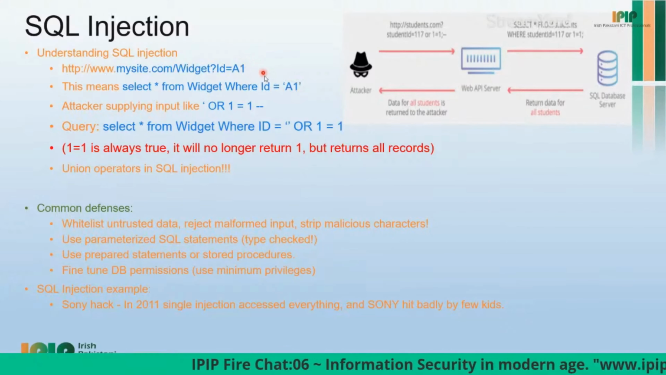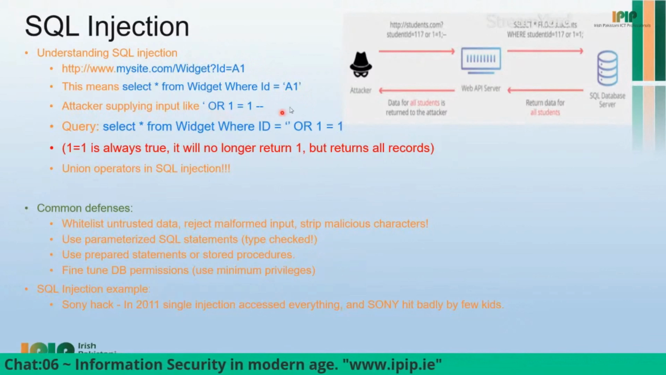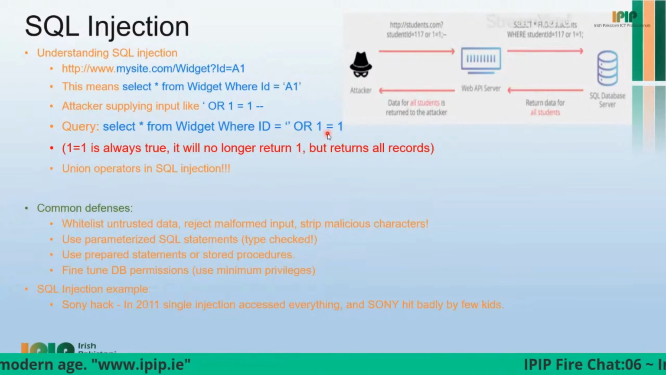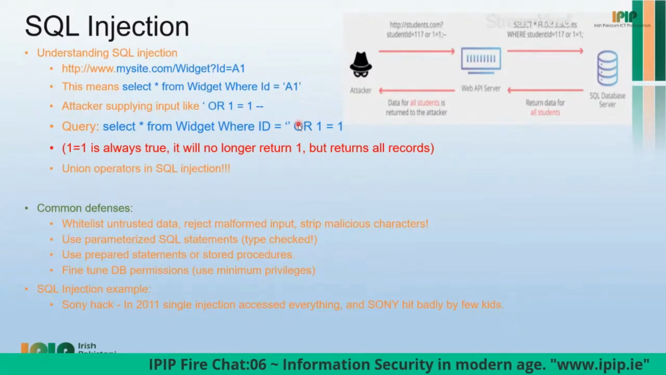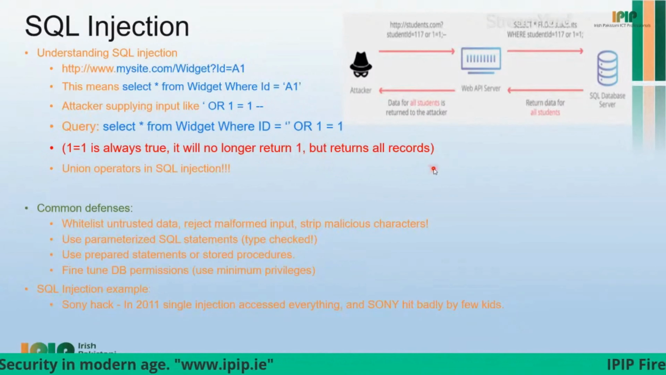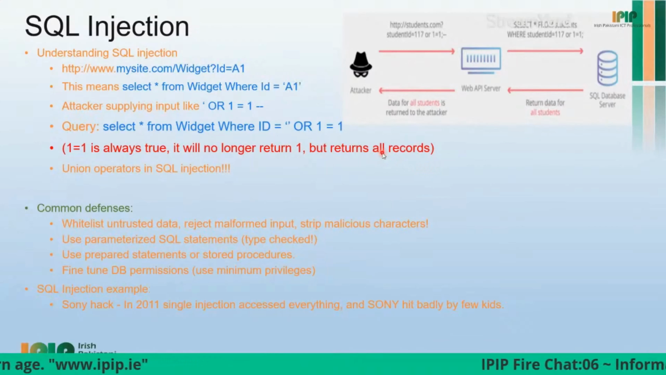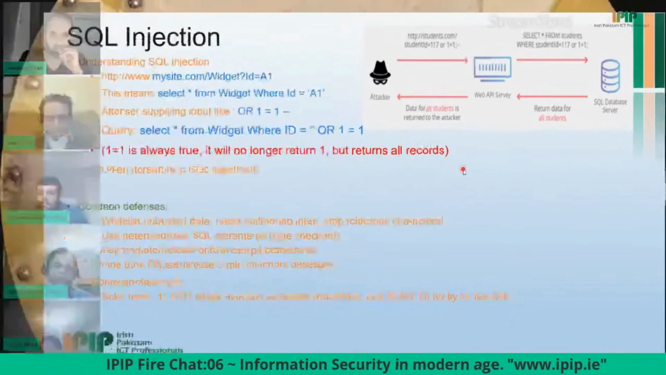If the attacker is providing this text instead of A1, the query would look like this: that or 1 equal 1 that is provided here. And then the two dashes mean that everything after this is commented out. So 1 equal 1 is always true, which will run. So it will no longer return one record, but it will return all records. Imagine if you are accessing a single user, it will reply back all the users with all the passwords and emails and everything.